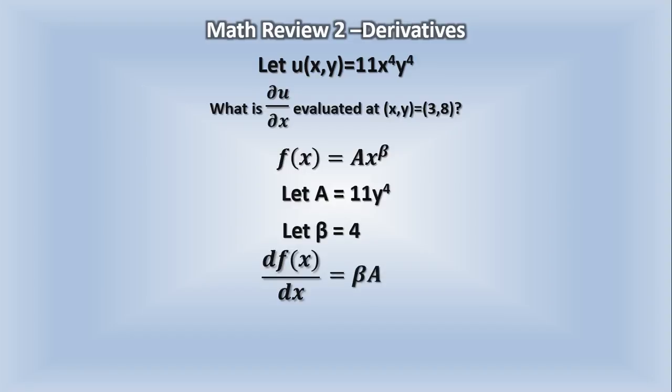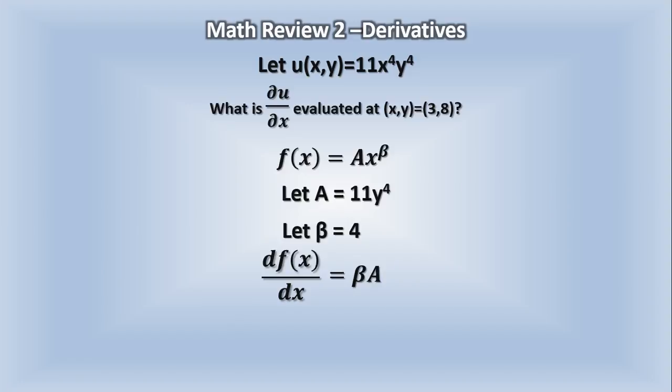Let me check, did I screw up here? No, I did not. Okay, I know what happened here. So a is gobbling up everything that's not x, and then we know that x is being raised to the fourth power, so that's what beta is. That's what I meant there. That's what I screwed up.